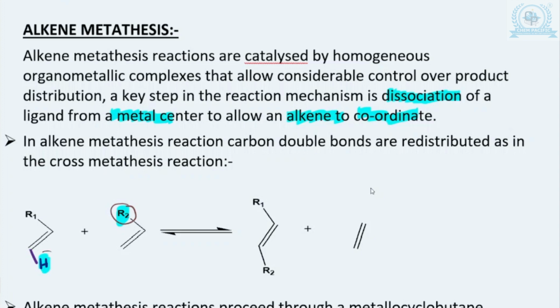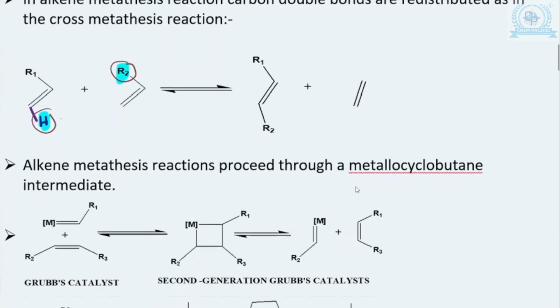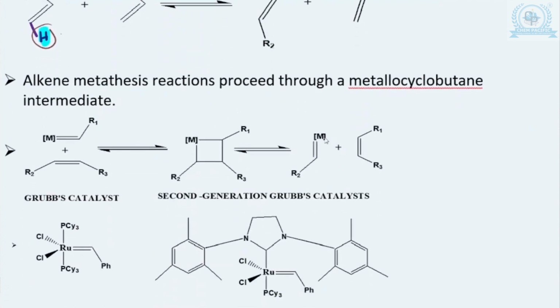These two are exchanging among themselves. Okay, this will come over here, and R2 will result in the formation of this. This is the metathesis in alkenes. Now alkene metathesis can also proceed through a metallocyclobutane intermediate.